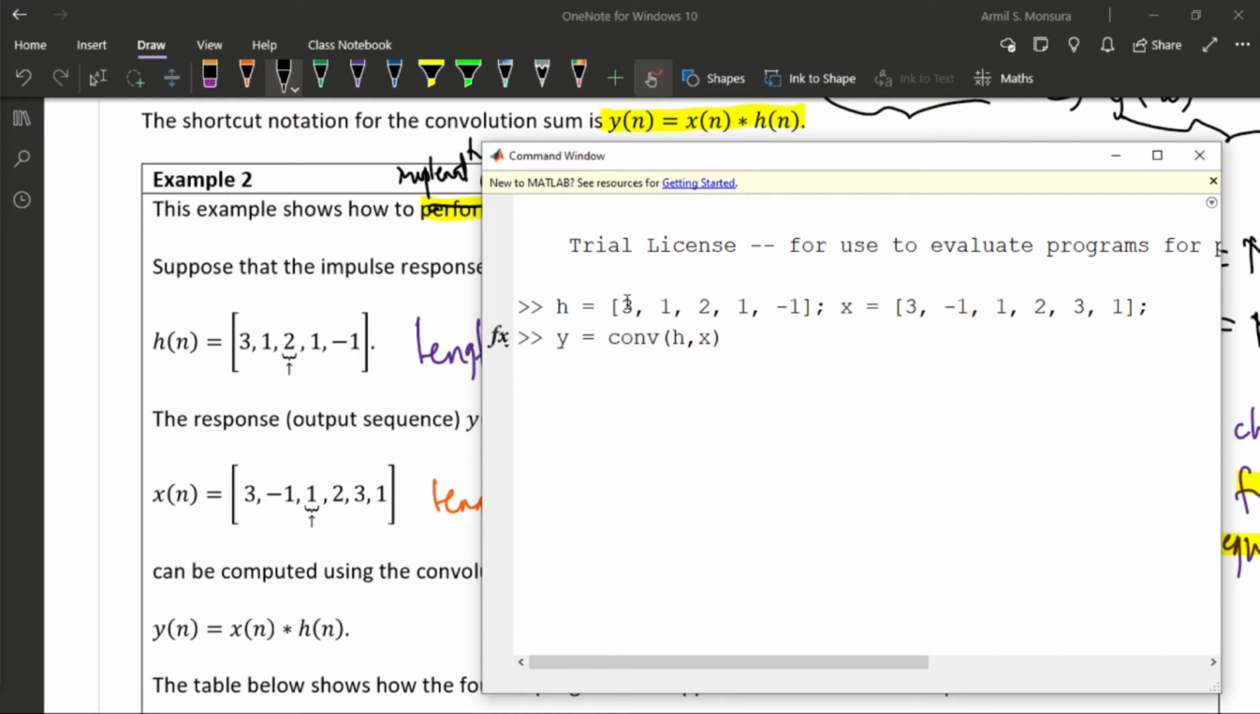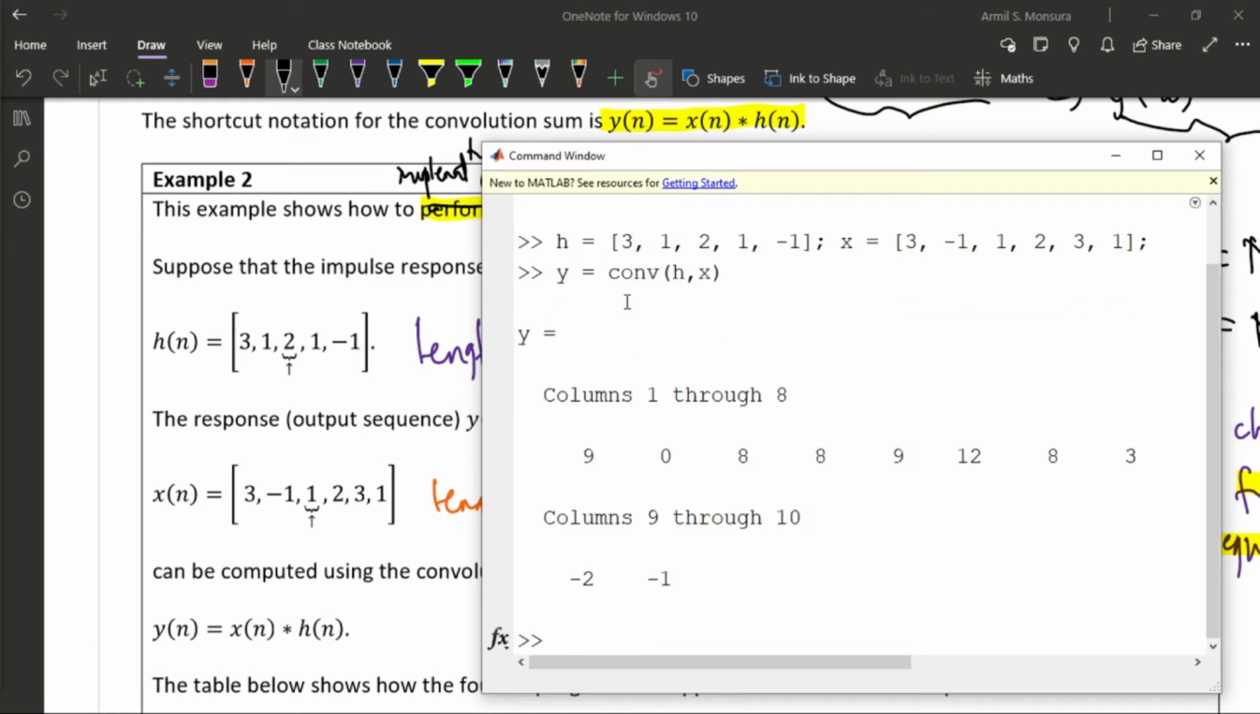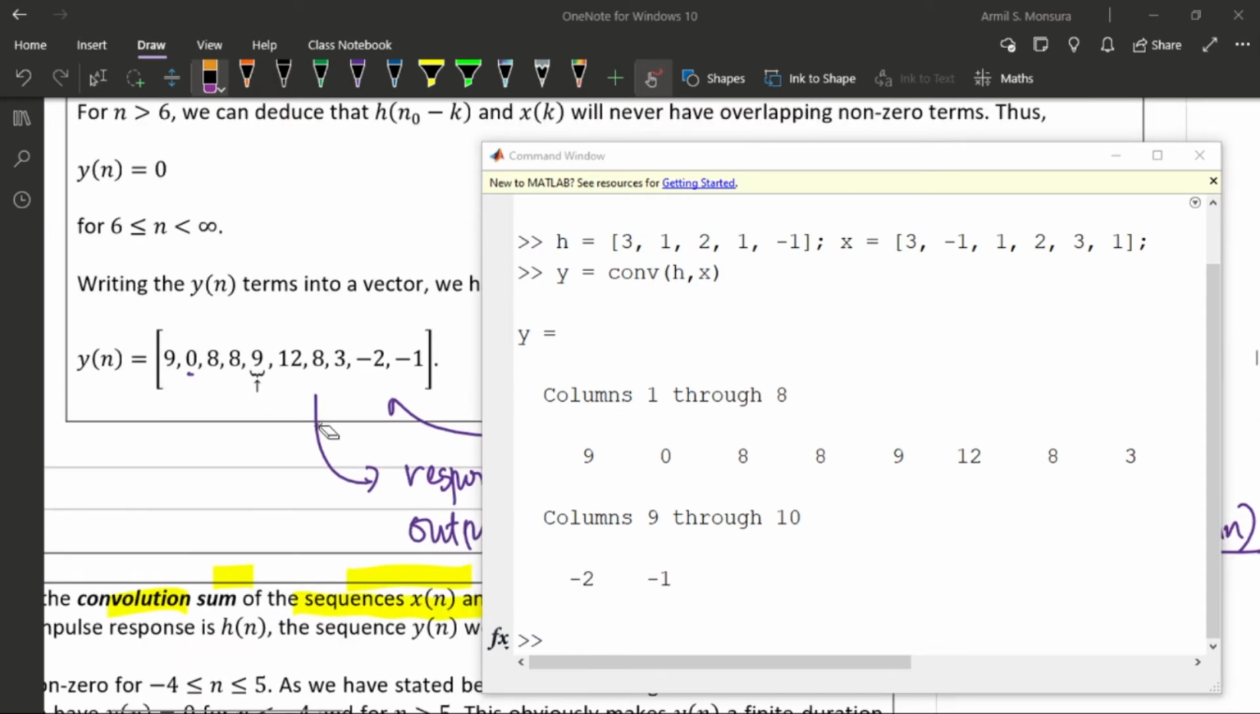Okay. So, pag kinuha natin yan, ang magiging results natin is ito: the sequence 9, 0, 8, 8, 9, 12, 8, 3, -2, -1. Recall that these are the values na nakuha natin dun sa example 2 natin. 9, 0, 8, 8, 9, 12, 8, 3, -2, -1. So, tama yung mga values. Kaya lang ito yung problema natin.